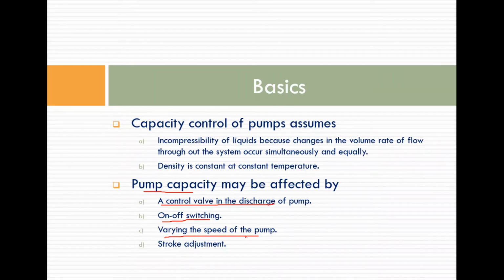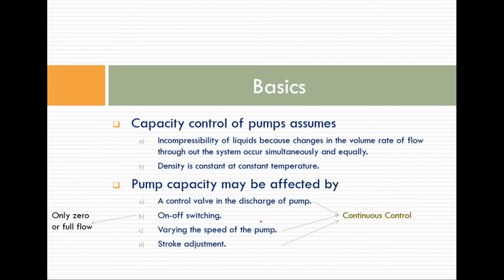By varying the speed of the pump, definitely capacity will change. For example, if it is a reciprocating pump, then with respect to the variation of stroke adjustment, we can change the pump capacity. So here you can note that except the second one, on-off switching, all others are throttling or continuous controllers. The second one is the on-off controller, only zero or full flow. So this one is on-off flow, and the remaining 3 are the continuous controllers.